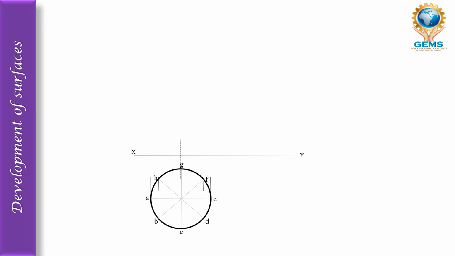Now from each point draw a line: from A, one line; from B and H, one line; G, center line; D and F, straight line; and E, straight line. Now draw a triangle, because it is a cone. When you see it from the front view, it will look like a triangle. Draw those small lines and name them.